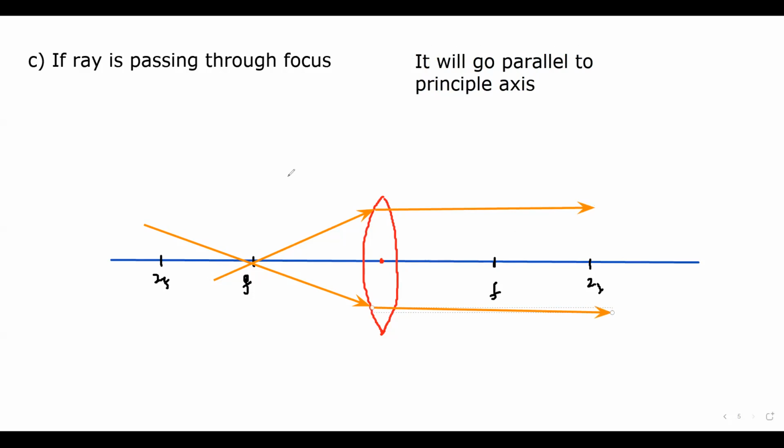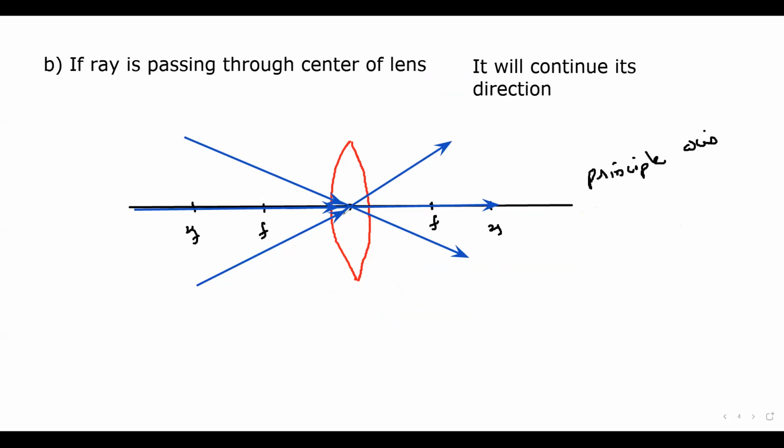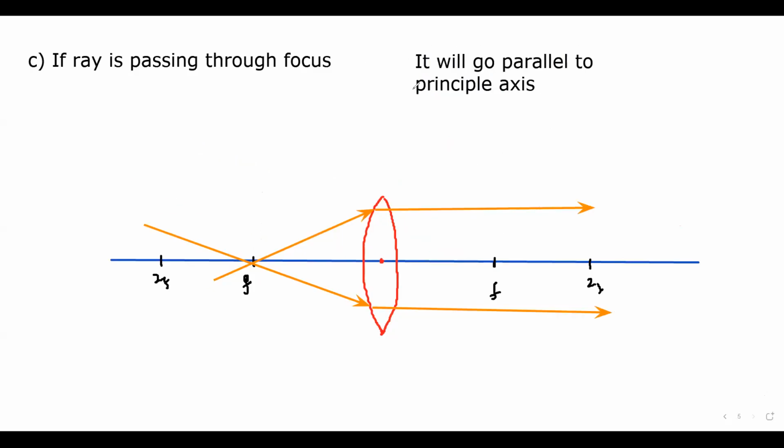So three rays are there, three ways the ray can pass. Number one, if it is parallel, it will converge at one point, focus. If it is passing through the center of the lens, it will pass straight. And third one, if a ray is passing through the focus, it will go parallel. So these are the three ways a ray of light can pass through a convex lens.